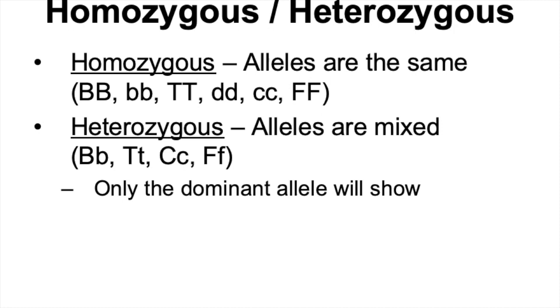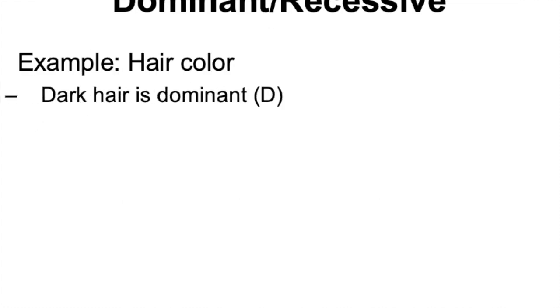So if mom and dad both gave you big B, you are considered homozygous dominant. If they gave you little b, you are considered homozygous recessive. And if they gave you one big B and one little b, you are considered heterozygous, because big B is dominant and little b is recessive. You have two different alleles, and the dominant one is the one that's going to show up.